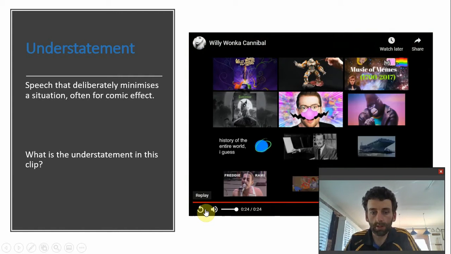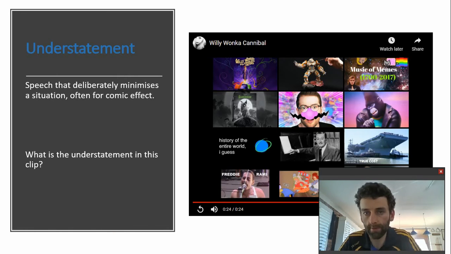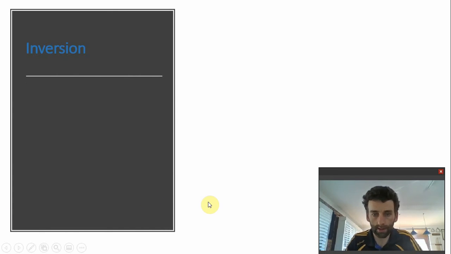Yeah. So there's one word in particular in there which really alludes to the understatement that I'm referring to. It's to do with cannibalism, and the fact that cannibalism is frowned upon in most societies or most cultures, when we would hope that it is frowned upon in all societies or all cultures. So that is the example of understatement in that particular clip.